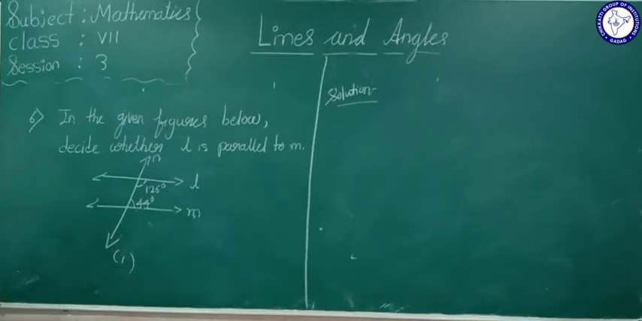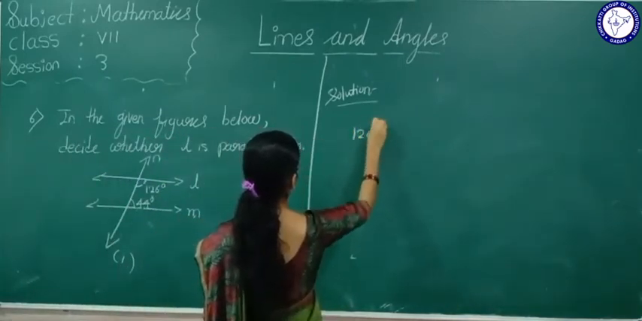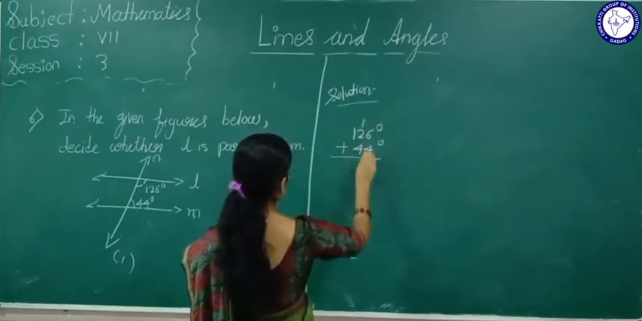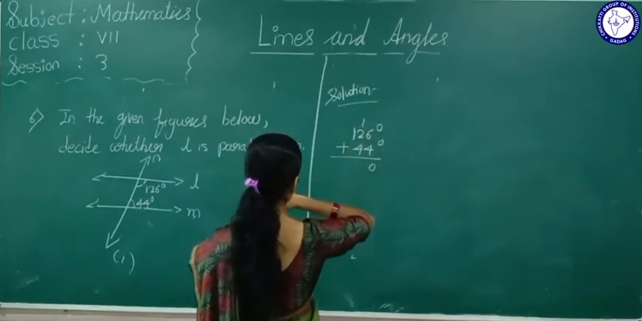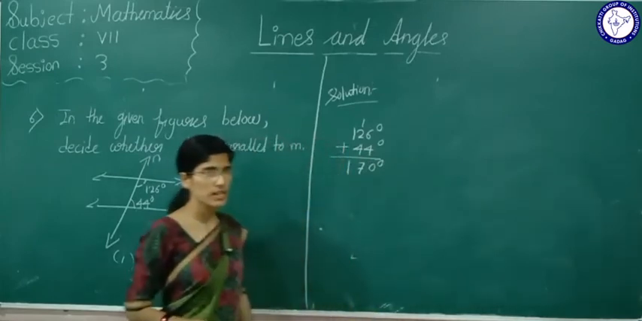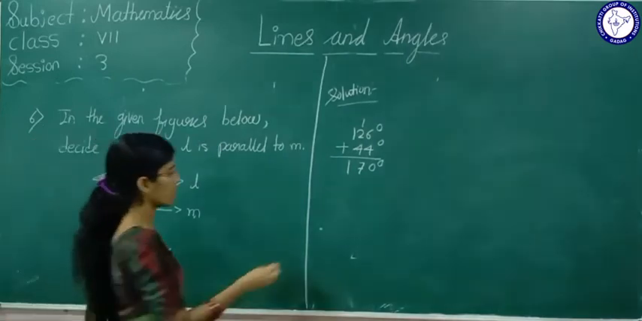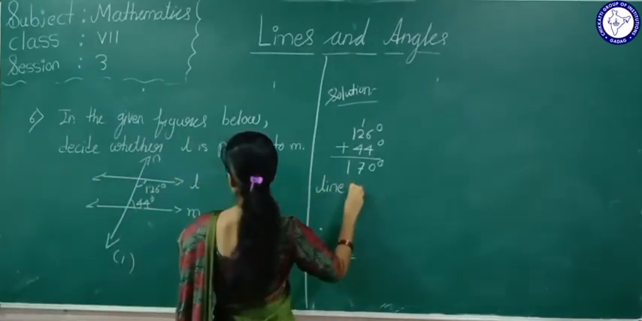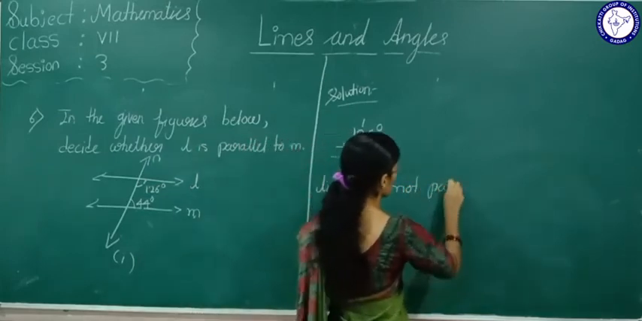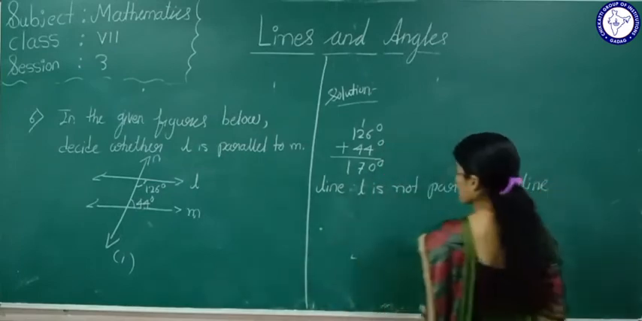Now see here, 126 degree plus 44 degree. 6 plus 4 is 10, 4 plus 2 is 6, 6 plus 1 is 7. Here we are getting 170 degree. So what can we tell here? Here line L is not parallel to line M.